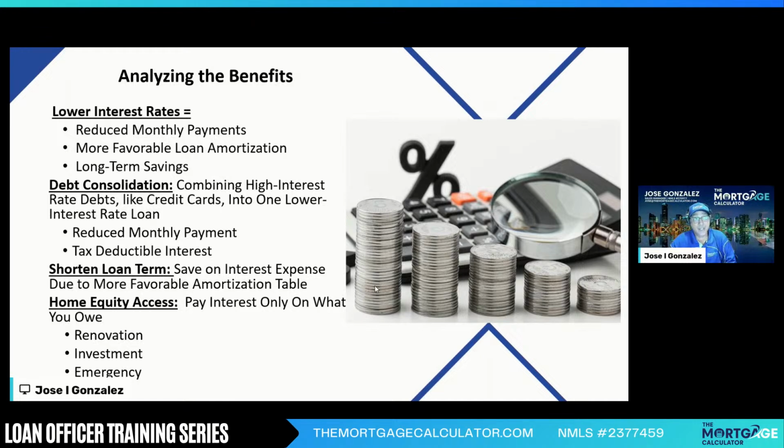Debt consolidation, obviously, when they're combining the higher interest rate debts like credit cards into one lower interest rate loan, you're going to have a lower payment just because of that. And on top of that, remember, you're looking at tax deductible interest as well on mortgage interest, whether it's a first mortgage, a second, or a third mortgage. Any interest that's paid on your dwelling, on real estate, is tax deductible. Not actually just on your dwelling. This is on other real estate as well.